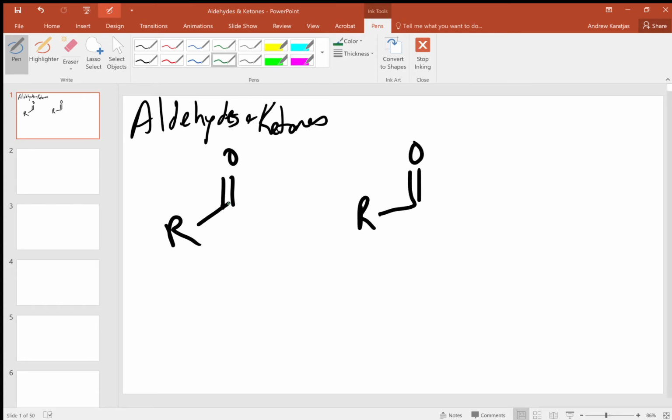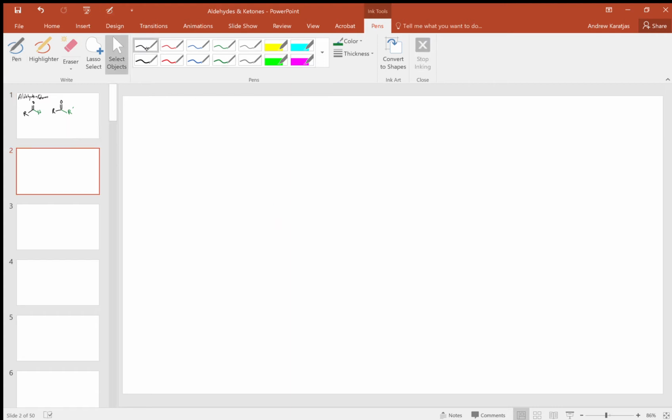And of course, the difference is that the aldehyde has a hydrogen on one side and the ketone has another carbon group. But realistically, and in terms of the way they react, the two functional groups are very, very similar. All right, but before we get into any of those properties or their reactivity, we're going to start by talking about some nomenclature.